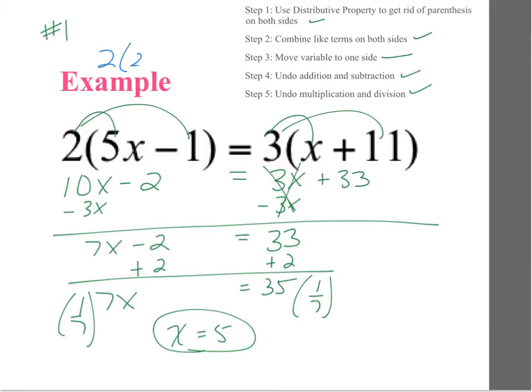2 times 24, which is 48. On the right, I have 3 times 5 plus 11, which is 3 times 16, which is also 48. Since 48 equals 48, I know that 5 is my solution.